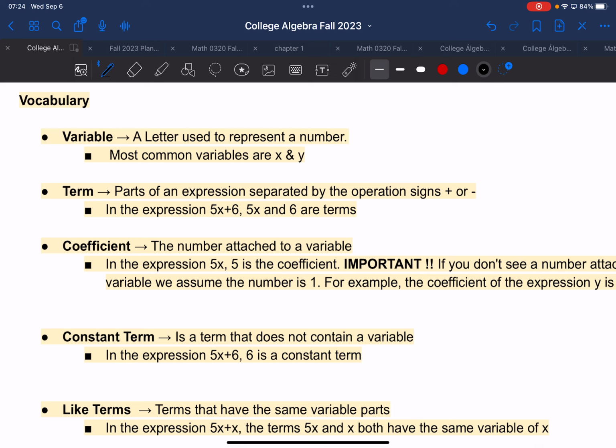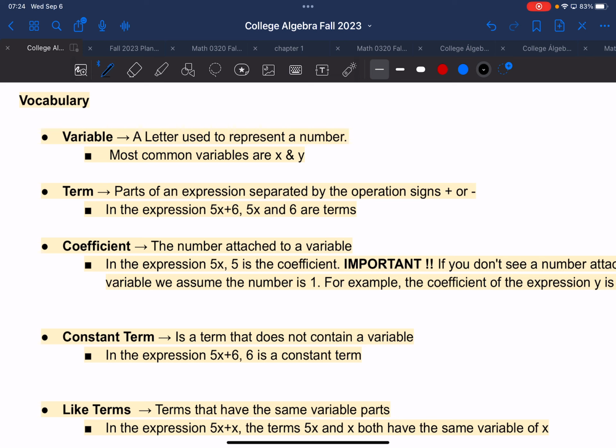A variable is a letter used to represent a number. The most common variables you're going to see are x and y. But that is not limited to just x and y. They can have any variable, any letter in there. A term is a part of an expression separated by an operation. So in the expression 5x plus 6, we have two terms, 5x and 6. So it's the numbers separated by an operation.